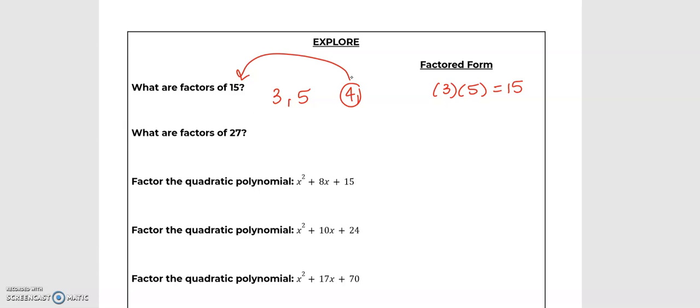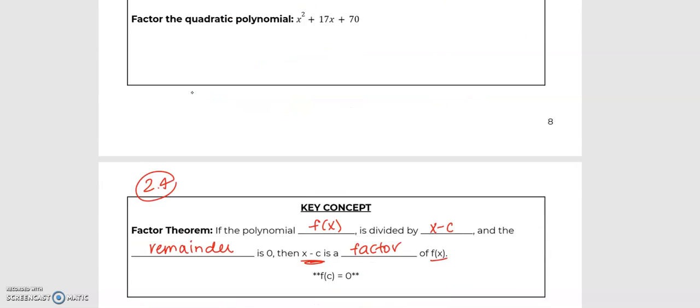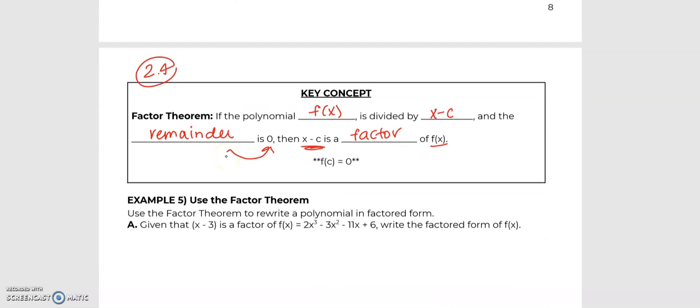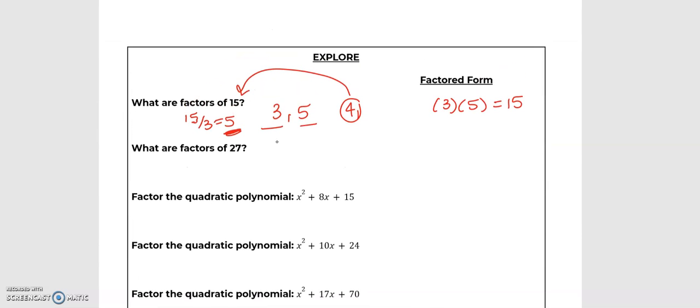When you divide 15 by 3, you get 5. You don't get a remainder. The remainder is 0. If something is a factor, it goes in evenly, and the remainder is 0. Same thing here: what are factors of 27? You would tell me 3 and 9, because if you do 27 divided by 3, it goes in evenly.